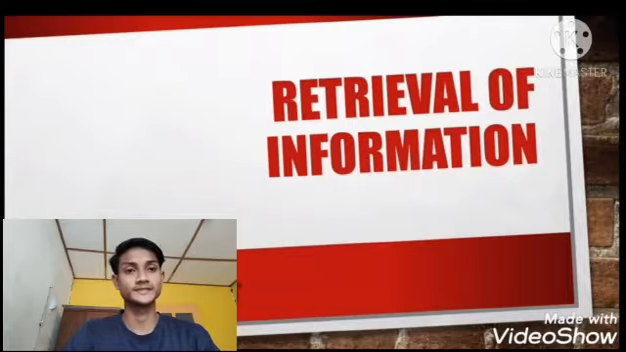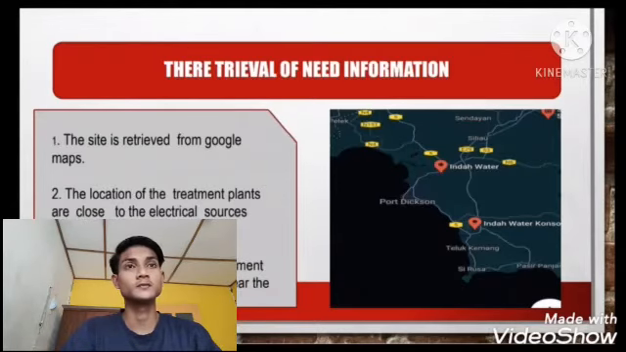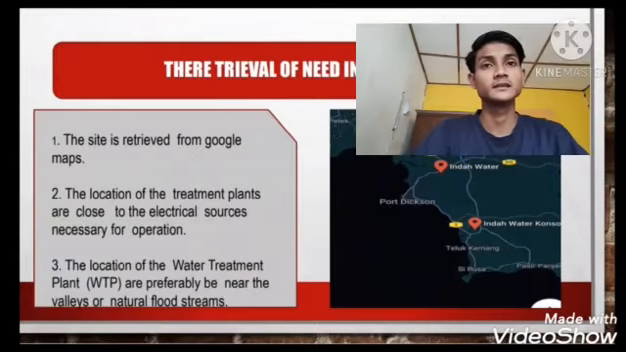Retrieval of needed information. First, the site is retrieved from Google Maps. Second, the location of the treatment plant is close to the electrical source necessary for operation. And the third is the location of the water treatment plant, WTP, which is preferably near the valleys.